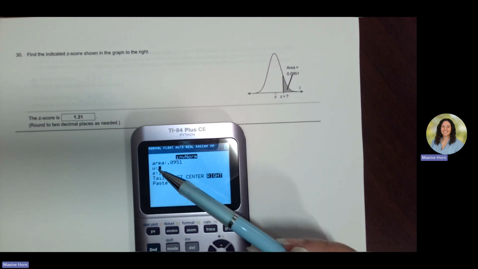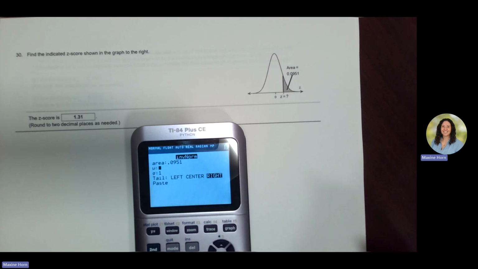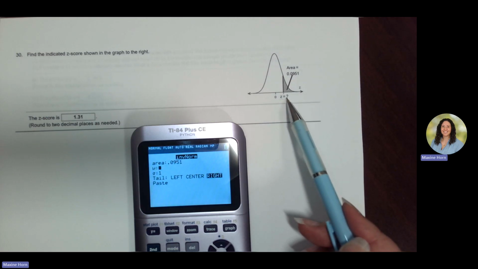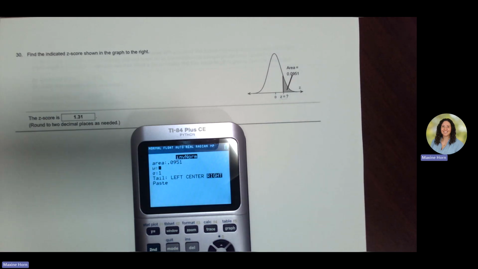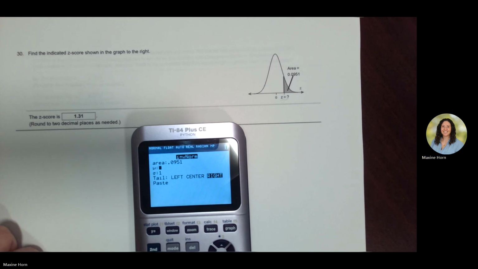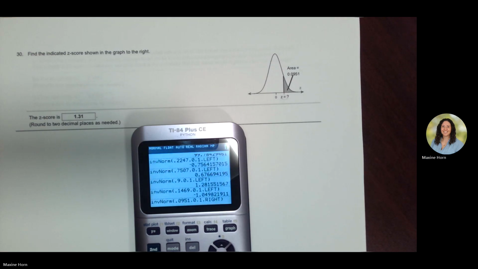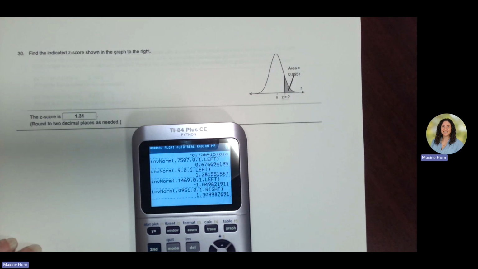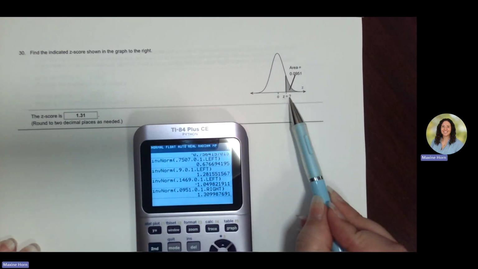And I want to make sure that my mean and my standard deviation are 0 and 1 because I've been asked for a z-score, not an x value. If I was asked for an x value, they would need to have provided me with a mean and a standard deviation. But I was asked for a z-score, so I use 0 and 1. And that's how we get, again, if we round to 2 decimals, 1.31. And that makes sense because this is clearly to the right of the mean.